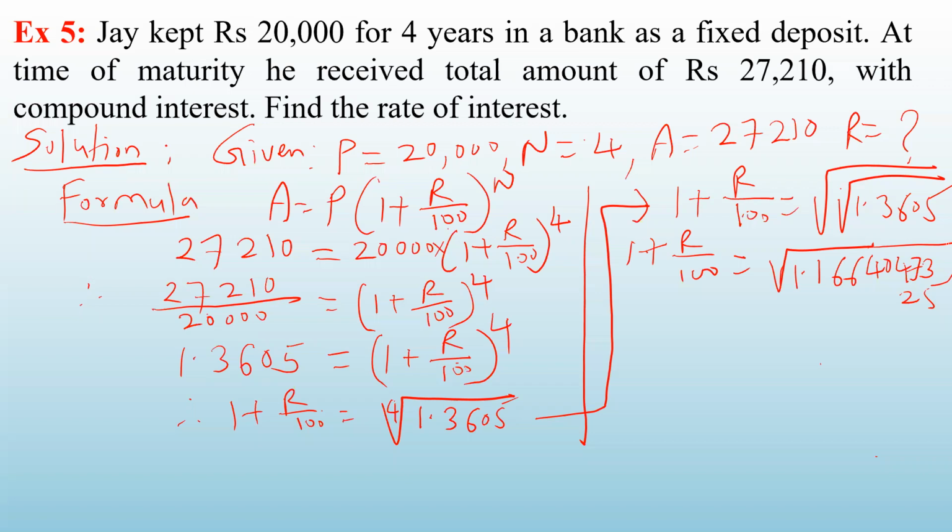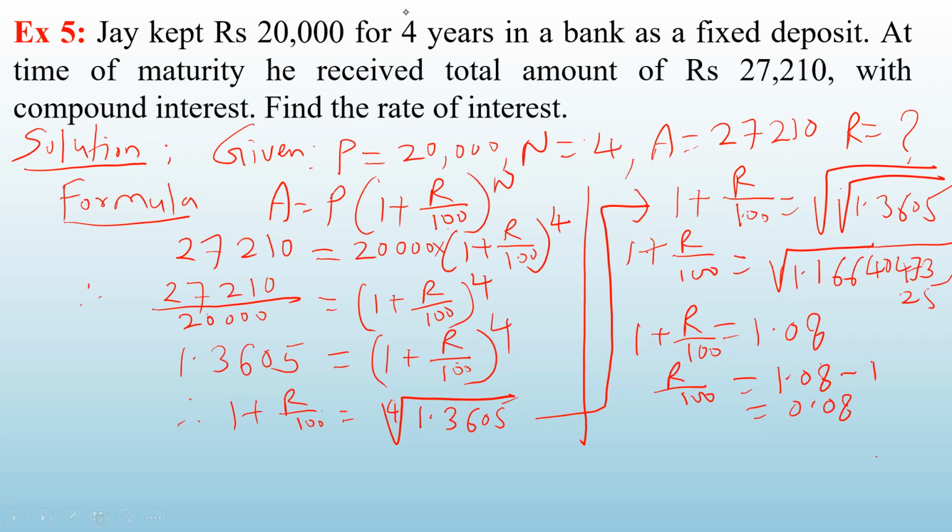1.166404735. So you are getting 1.08. There are other numbers also here, but I am taking only up to 2 decimal places. So you are getting 1 plus r upon 100 is equal to 1.08. So what is r upon 100? Shift this 1 to the other side. So 1.08 minus 1 will give you 0.08. Okay. So r upon 100 is 0.08.